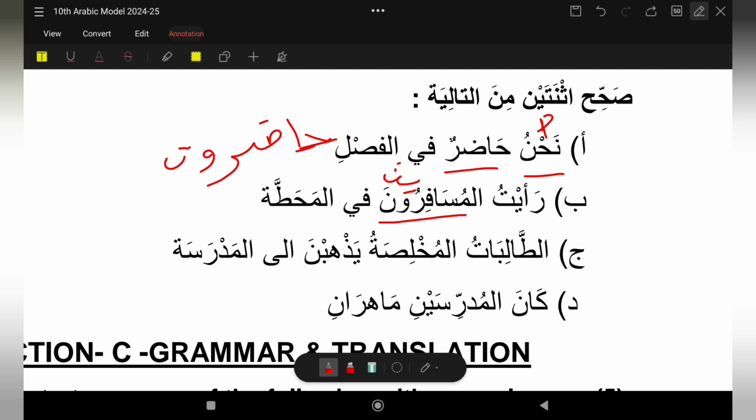And then at-talibatul mukhlisatu. It's wrong. Mukhlisat is wrong. You can say mukhlisat. Why? Talibat is female plural. So mukhlisat also should be female plural because it's sifat. You have to add alif and ta. Mukhlisat. That's okay.